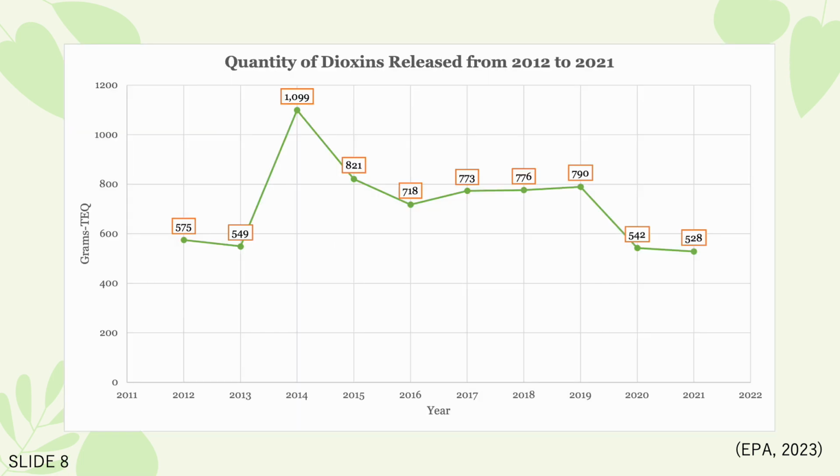This graph shows the 10-year trend in the quantity of dioxins that facilities released from 2012 to 2021. From this time period, toxicity equivalents decreased by 8%, indicating that the overall toxicity of dioxins that were released decreased despite an increase in the quantity that was being released. This is due to the changes in dioxin congeners that were being released at the time.